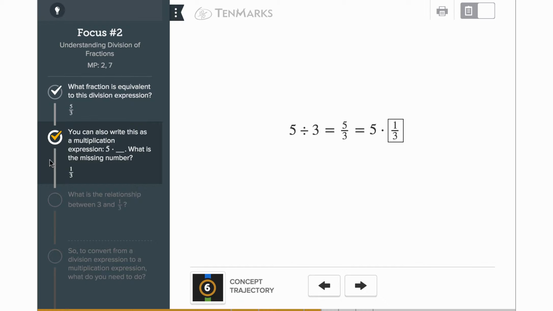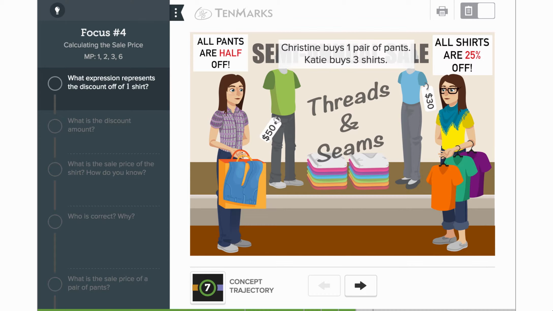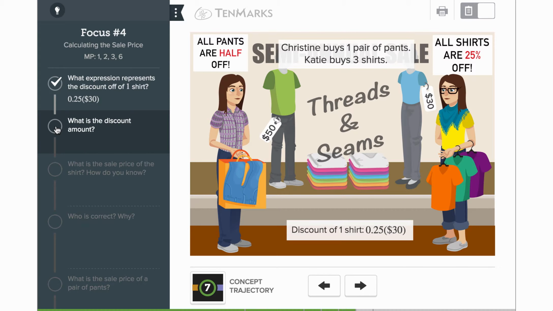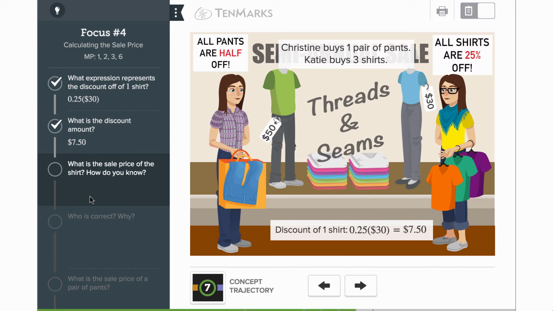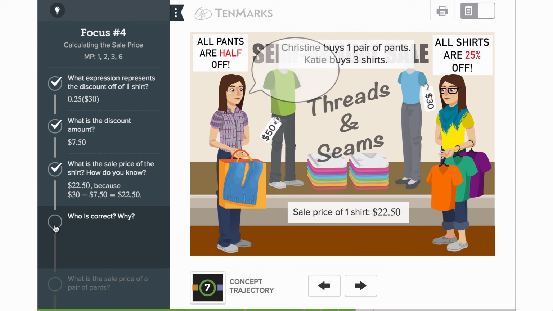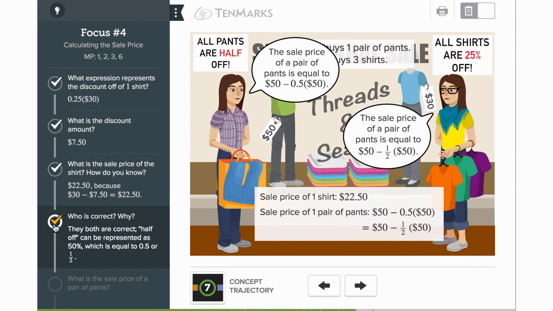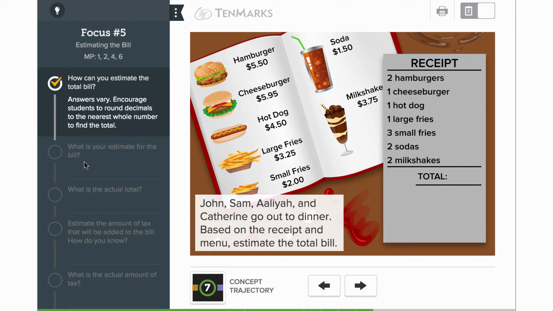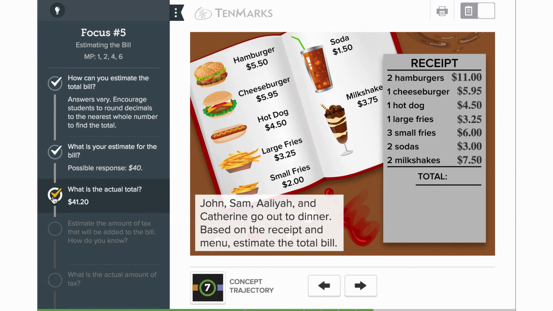In the focus lessons, we make context relevant to students, giving them a reason to solve the problem. Providing a purpose gives meaning to the concept and drives student interest. Here, in Standard 7EE3, Focus 4, we're asking students to write expressions to calculate discounts. And then in Focus 5, we ask students to calculate their fair share of a bill.